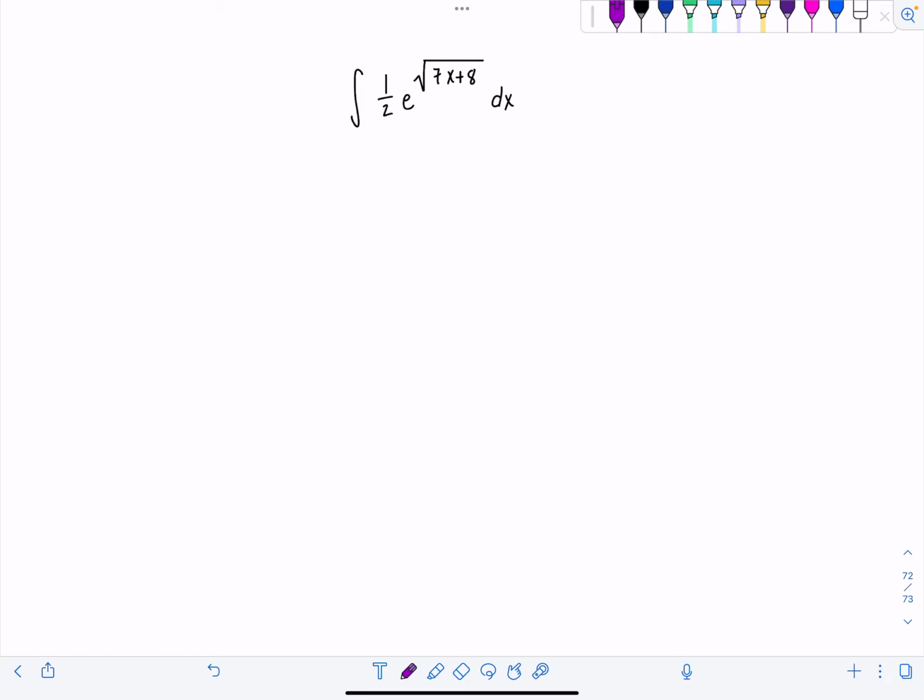Now, if you'll remember, we did something kind of similar a few weeks ago. It was just e raised to the square root of x dx that we had to antidifferentiate. And what worked great then was I made a substitution and then ended up doing integration by parts.